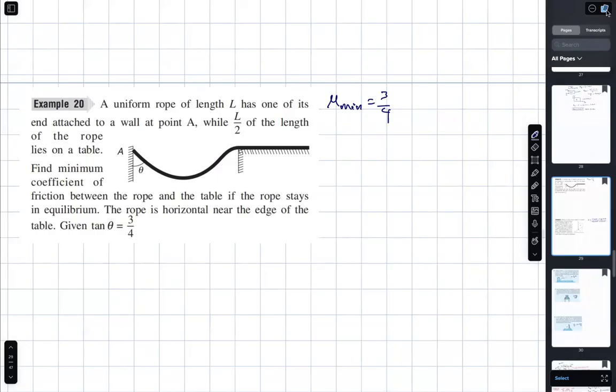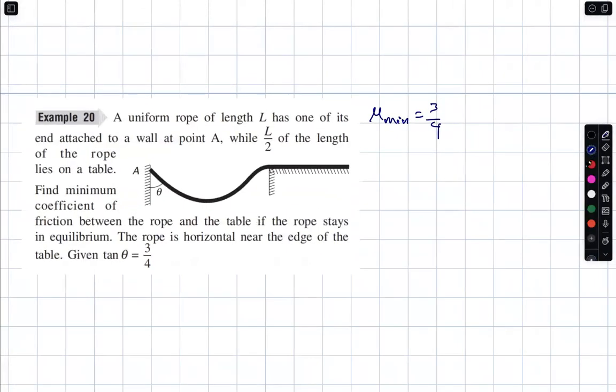In this particular problem, your ability needs to be good in analyzing the free body diagram of the rope. There is a certain term. The rope is horizontal near the edge of the table. If you allow me to cut, copy, paste this portion, why should I do it here? Otherwise, a lot of confusion arises. Let me make it a little bolder.